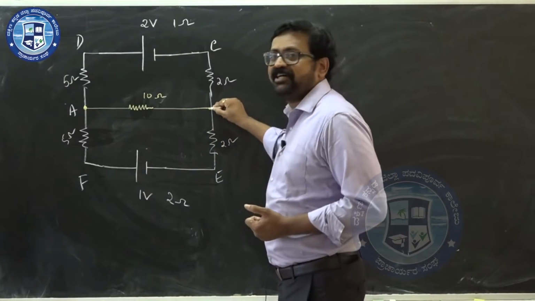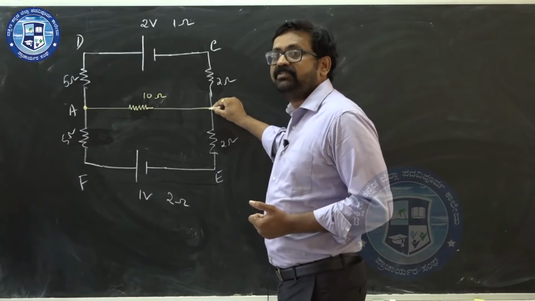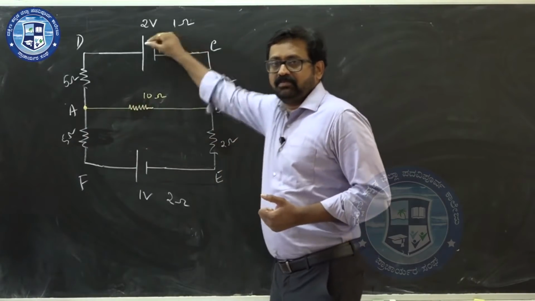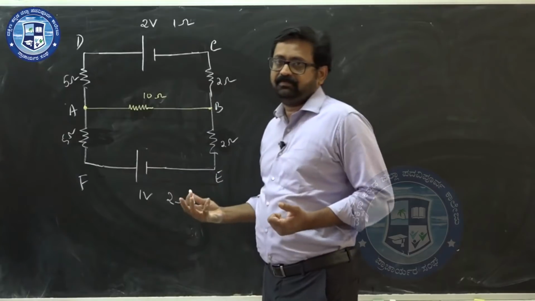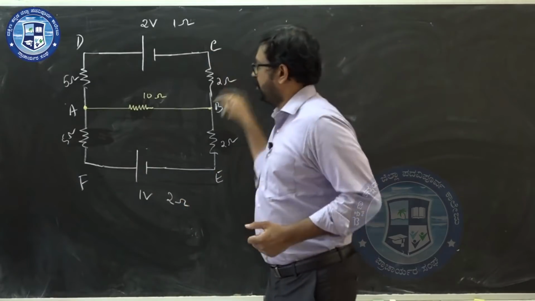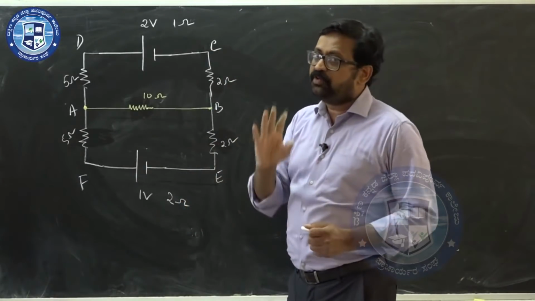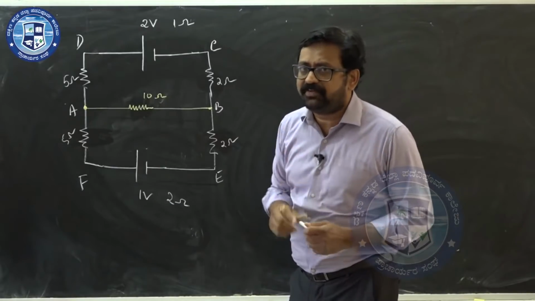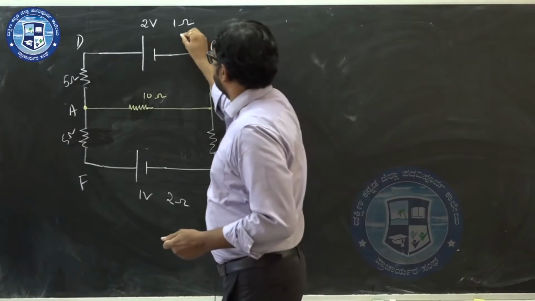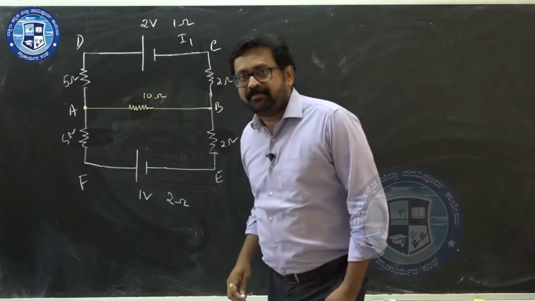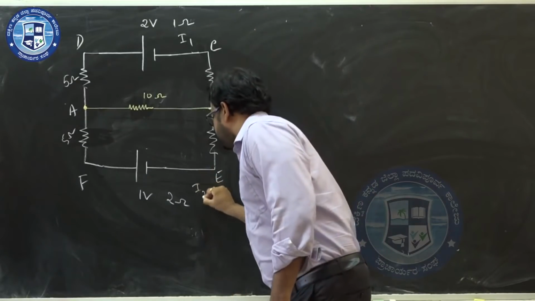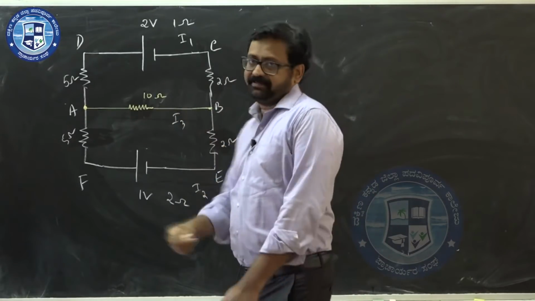Can I say B is a junction or a node? Start from that junction. How many paths do you have? 3 paths, correct? Isn't it? So, 3 paths you have. So, there are 3 branches. When you say there are 3 branches, surely there will be 3 different currents. So, shall I assume the current in the upper branch as I1, current in the lower branch as I2, current in the middle branch as I3?